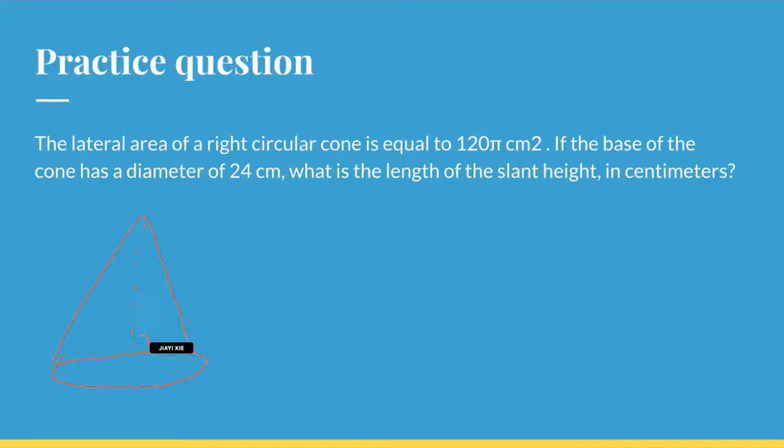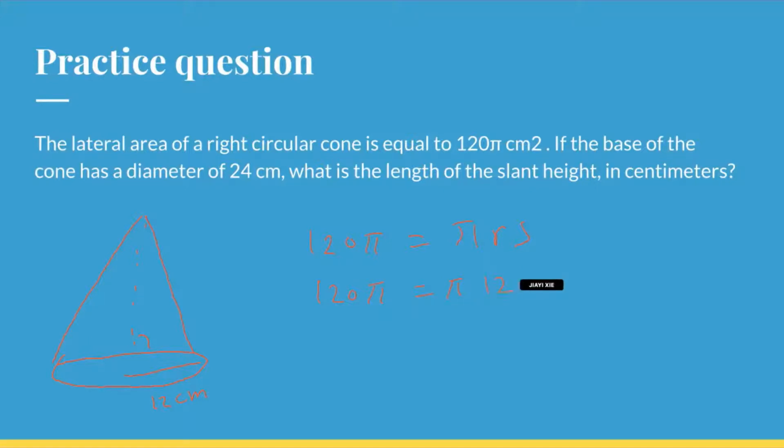So it has a diameter of 24 centimeters, which means it has a radius of 12 centimeters because the diameter is 2 times the radius. And now, this time we are given the lateral area. It's 120 pi centimeters squared, and then our original formula is pi r s. We know that the radius is 12, so let's plug that in.